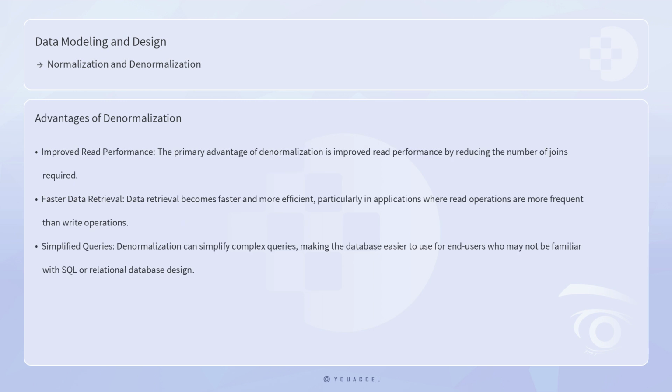The primary advantage of denormalization is improved read performance. By reducing the number of joins required, data retrieval becomes faster and more efficient. This is particularly important in applications where read operations are more frequent than write operations, such as in online analytical processing systems. Denormalization can also simplify complex queries, making the database easier to use for end users who may not be familiar with SQL or relational database design.